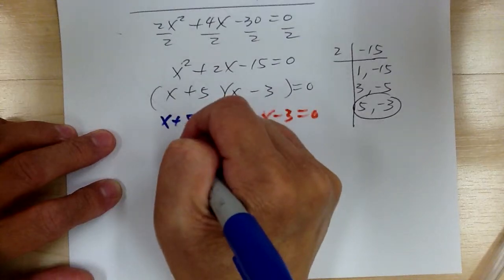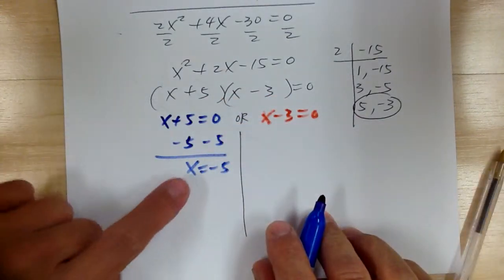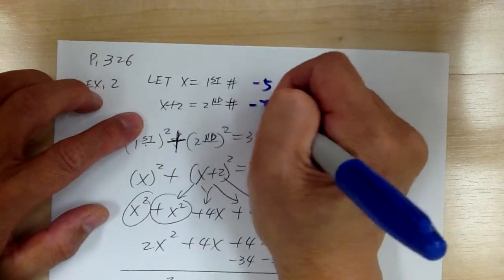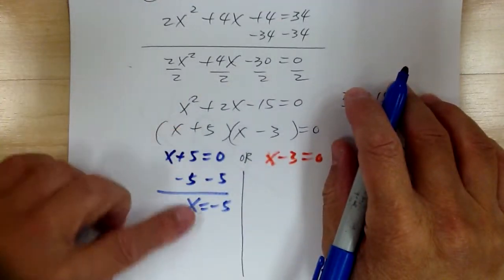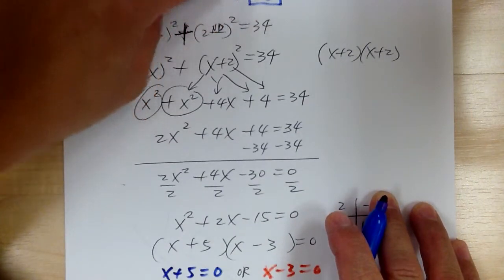So from here you can minus 5, so you're going to get x equal to negative 5. Once you find x equal to negative 5, you come up here to do this. So you're going to get negative 5 plus 2 will give you negative 3. So from the blue side, you're going to get negative 5, and that's your first possibility, and negative 3 for the second number.